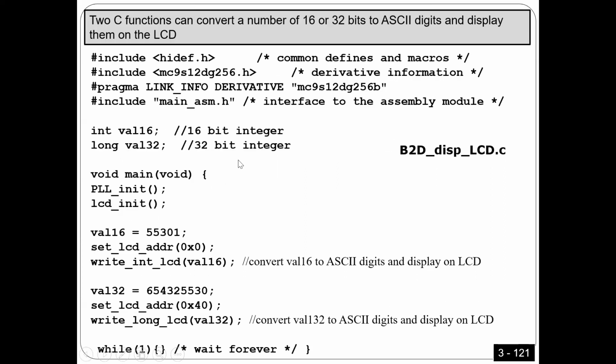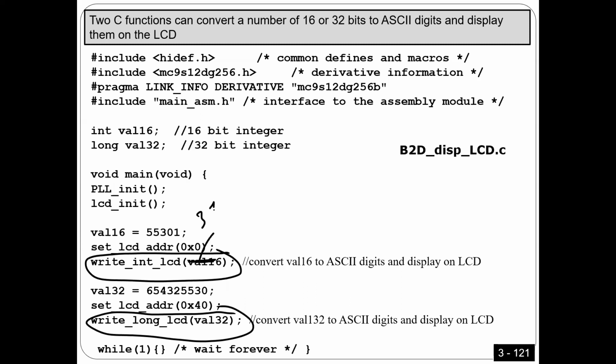One function is called write integer to LCD, right? The other one is write long to LCD. So what this function is doing, guys, look here. You can just put a number here. For example, I can say 3721, and then you use this one.